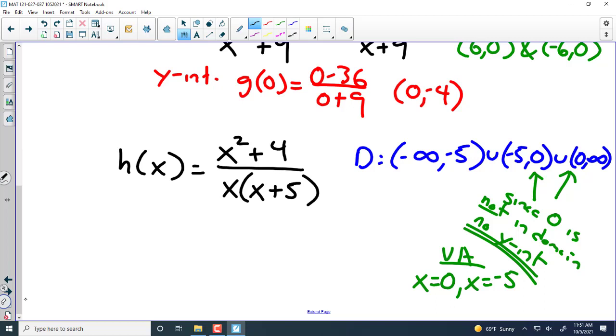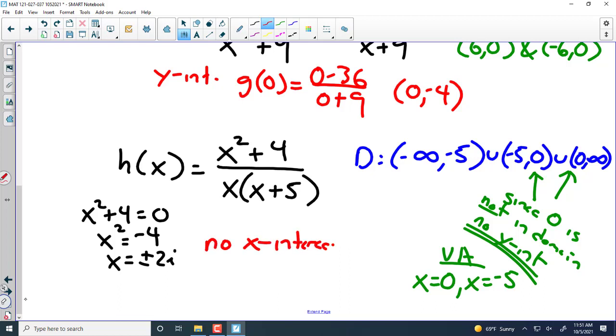What makes this one interesting, though, is if you set the top equal to 0, you get plus or minus 2i. Can imaginary numbers be x-intercepts? No. So this is a rational function that has no x-intercepts. It also has no y-intercept. So that can happen. You've got to be ready that maybe it doesn't have one, or maybe it doesn't have the other. Maybe it has one but not the other. All right.